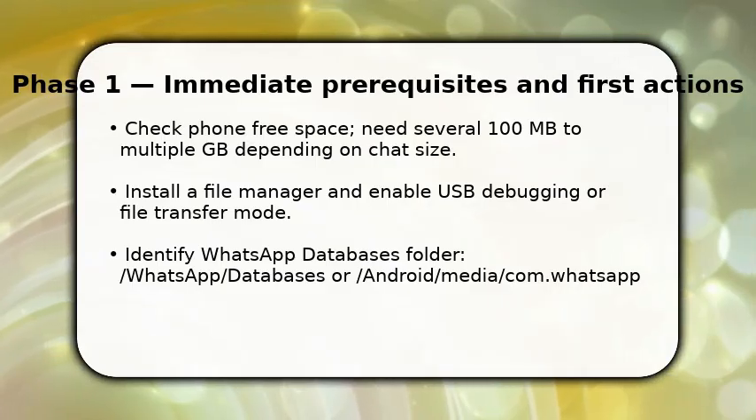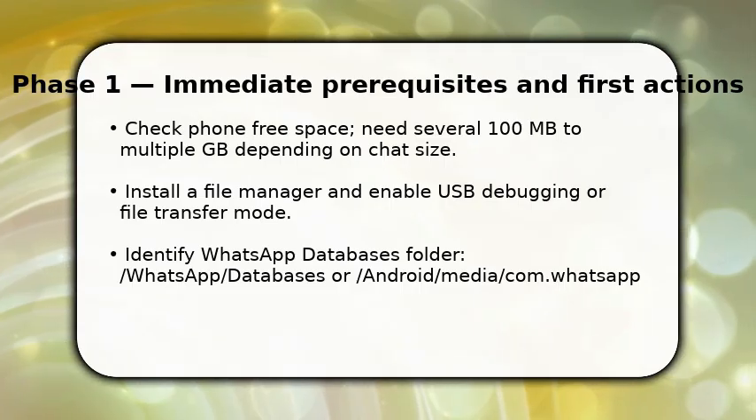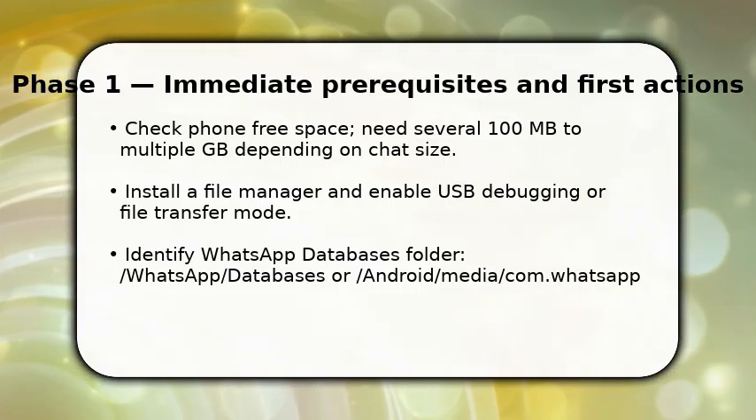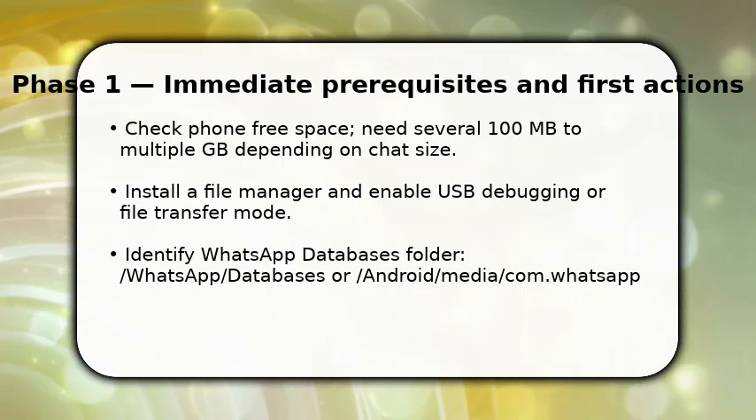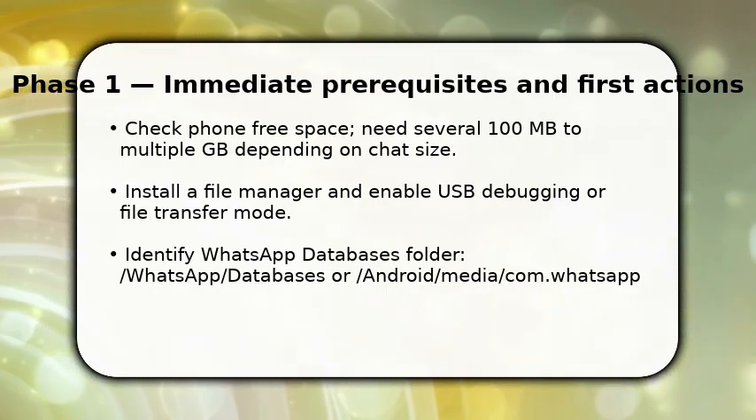You start by preparing where the offline copy will live. Plug the phone into your PC and choose File Transfer. Make sure you have several hundred megabytes or more free on the destination drive.